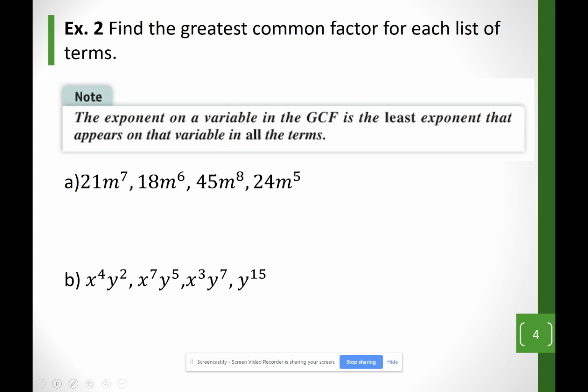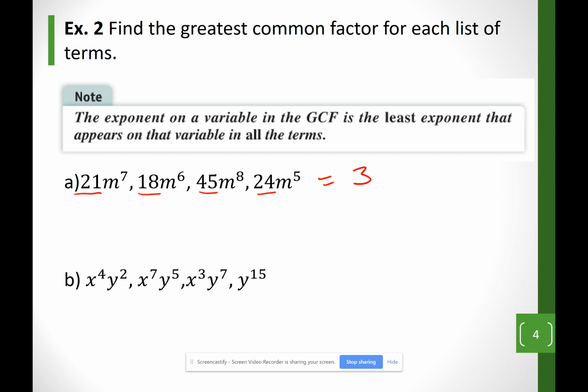So find the greatest common factor for each list of terms. Now we're going to start looking at letters, but first of all, I'm going to start looking at numbers. I think we're good to go without making the list. Do the list that we just did in the previous slide if you need to. I'm going to say the biggest number that is a factor for all four of these numbers will have to be 3. That's our greatest common factor numerically.